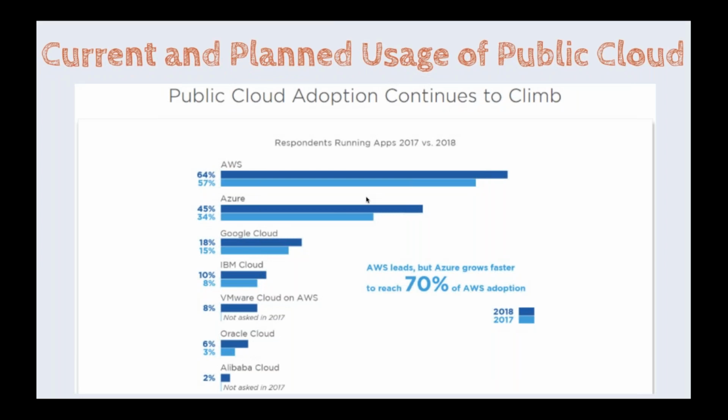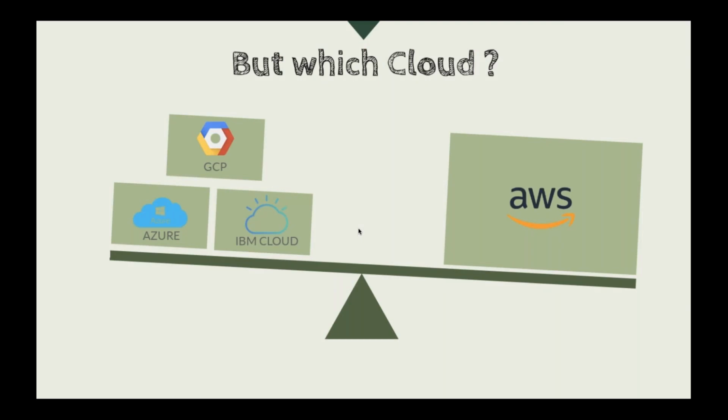According to RightScale, which provides surveys related to DevOps, tools, and also feature surveys, the 2017 and 2018 report says AWS is the leader, no doubt. Everyone knows that. AWS is the leader in the cloud area. Comparing with any other cloud, AWS is bigger, and that's why we have chosen AWS in our course.